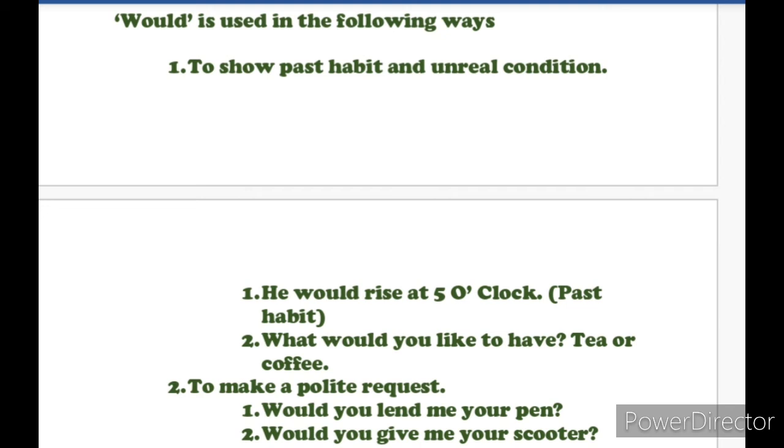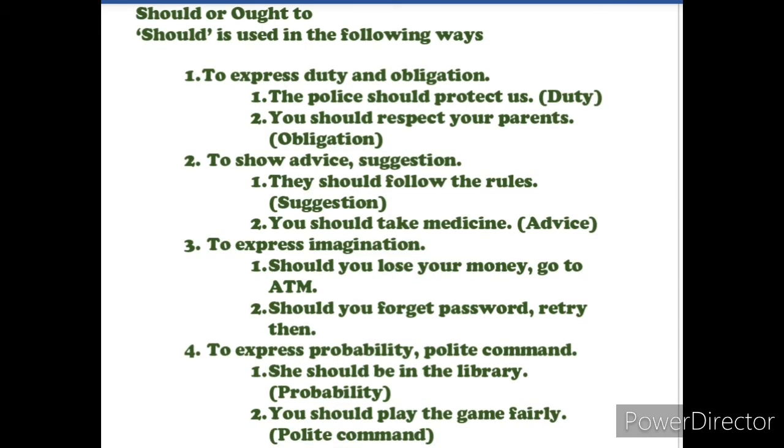Then third, should is used to show advice and suggestion. For example, you should follow the traffic rules. Here is the suggestion. Second, I should take medicine on time. Here is the advice. Then next use of should is to express the imagination. For example, should you lose your money, go to ATM. Here is the imagination.